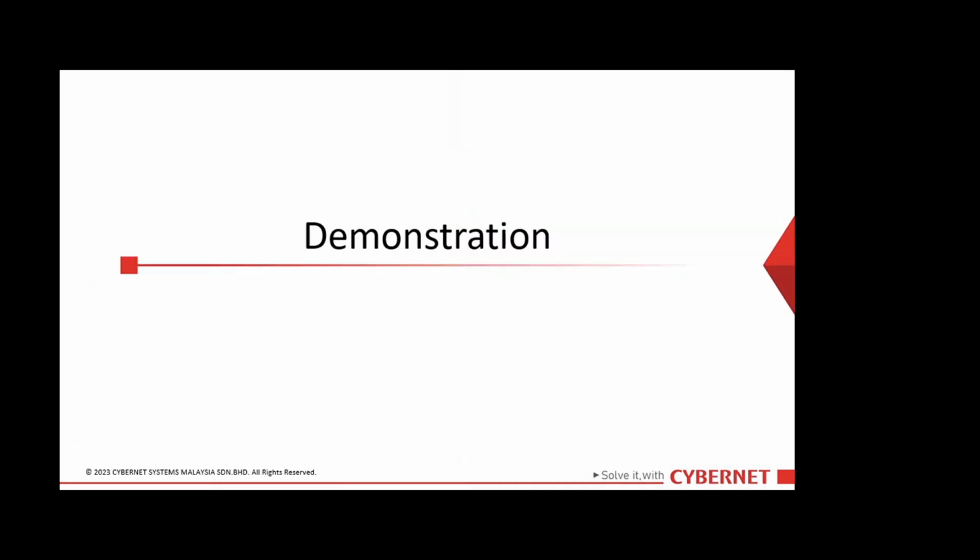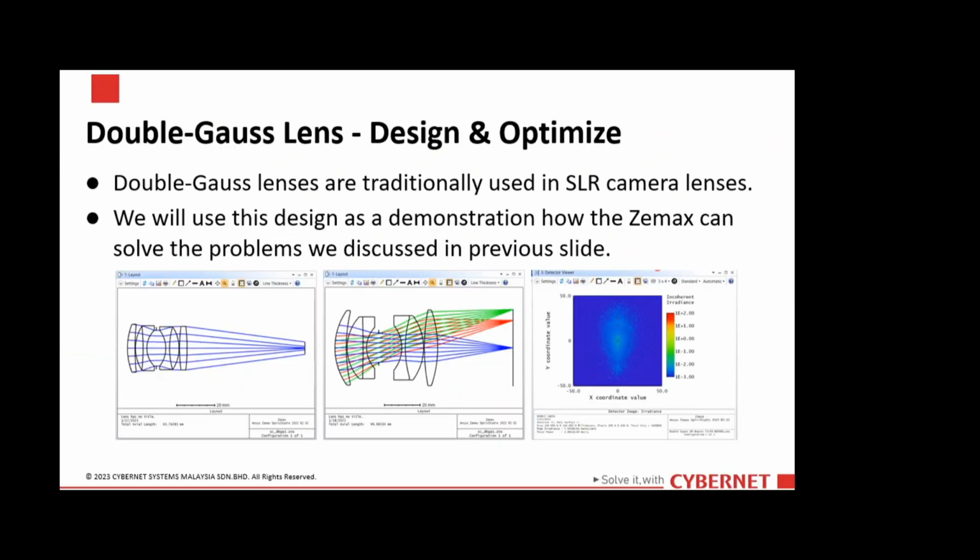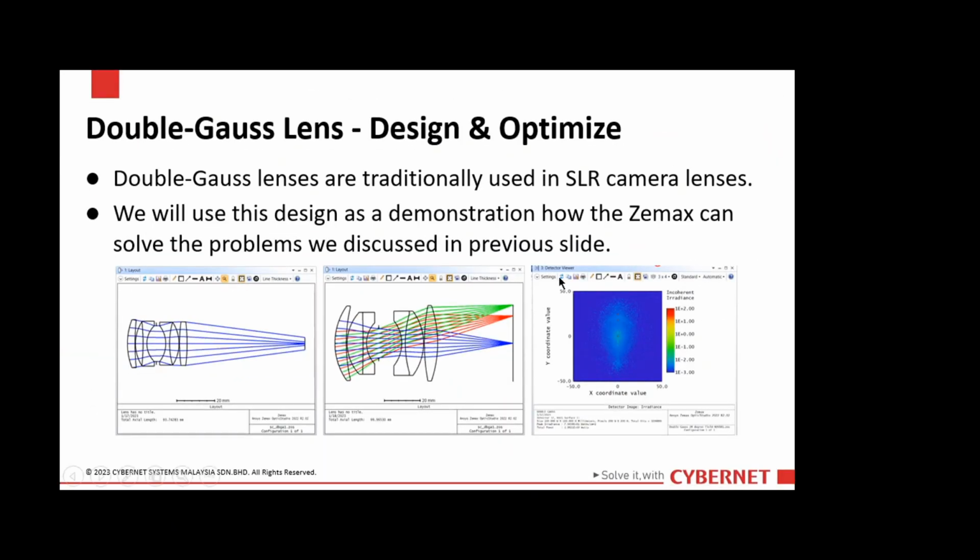Okay, so that was the introduction about our company, the Ansys partnership and the business we have. Let's go with the demonstration. But before the demonstration, I will show some information to let you know what design I'm going to show later. Here is the design: the double Gauss lens design and optimization.